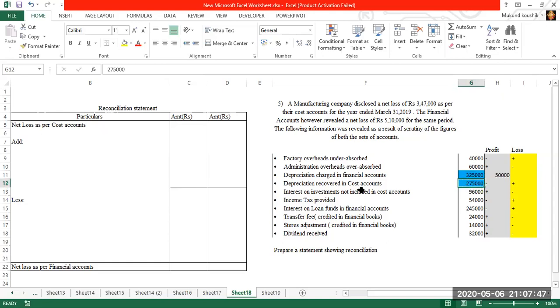So the difference amount is 50,000. So 50,000 is under recovery of depreciation in cost accounting. So this 50,000 what we have to do, since it is under recovery or under absorption, we have to subtract in case of profit.